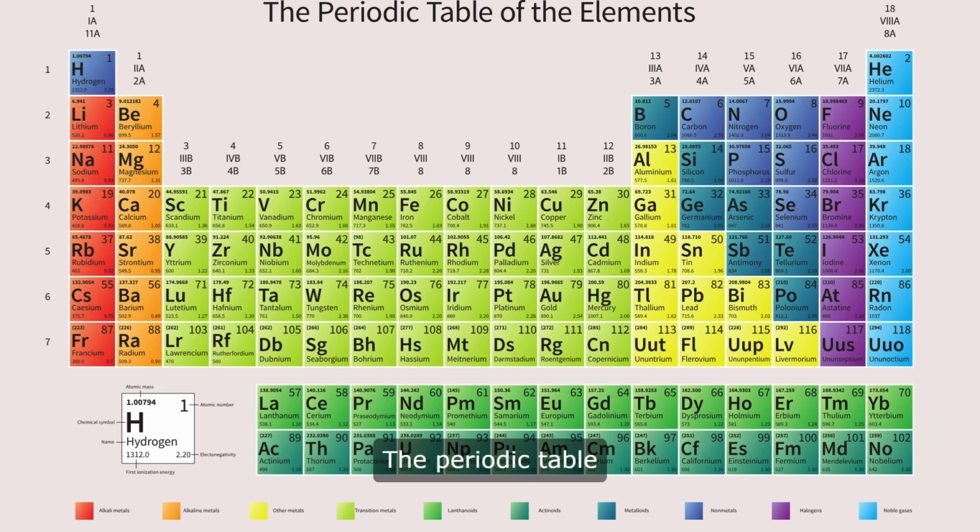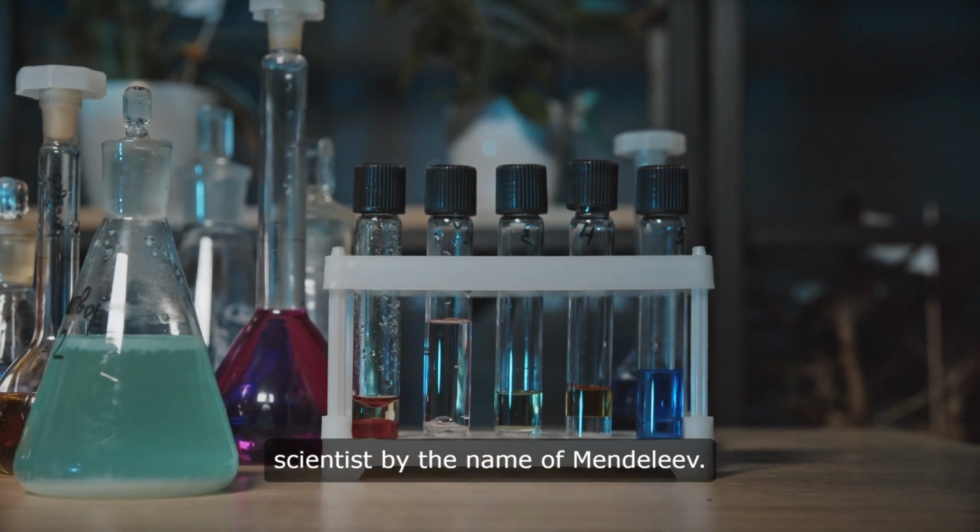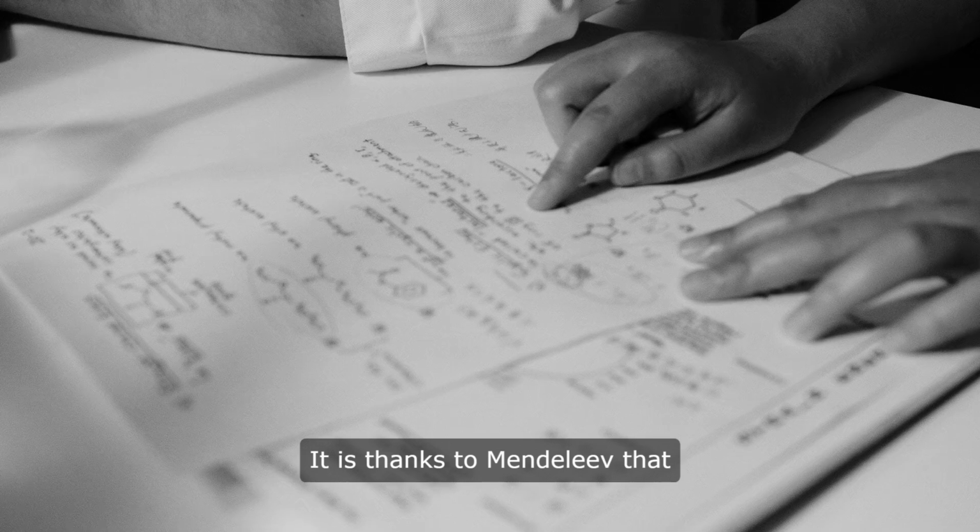The periodic table. The periodic table lists all the elements. It is a very useful way of organizing all of the elements. The periodic table details all the elements that we have discovered. The first version of the table was put together by a scientist by the name of Mendeleev.